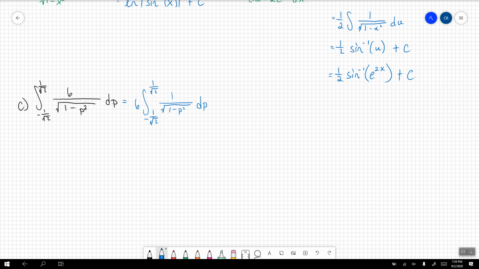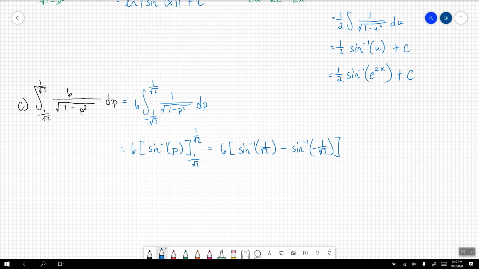Now again, some of you might be saying, yeah, that is sine inverse. Well, you're absolutely right. It is sine inverse. So this is going to now be 6 multiplied by sine inverse of p, and this is going to be evaluated from negative 1 over root 2 to 1 over root 2. Okay, that's looking pretty good. So let's keep going with that evaluation then. This is going to be 6 multiplied by sine inverse of 1 over root 2 minus sine inverse of negative 1 over root 2.